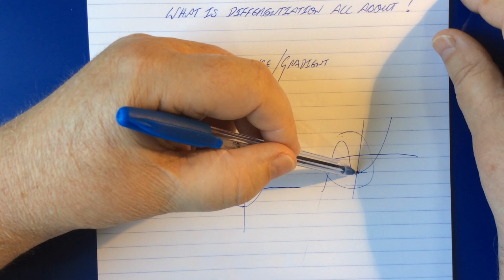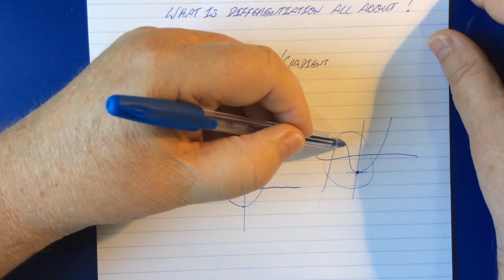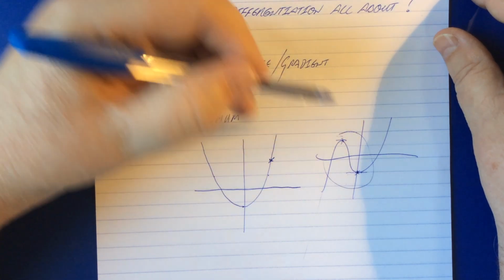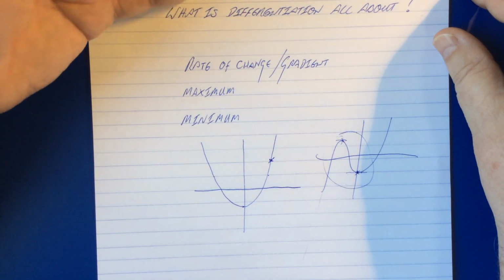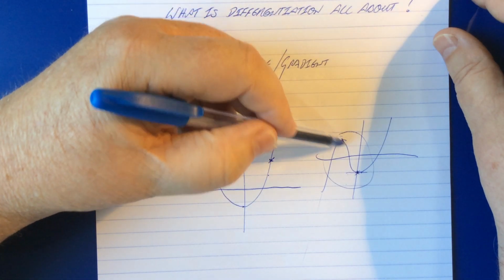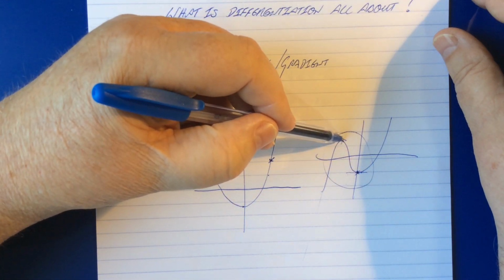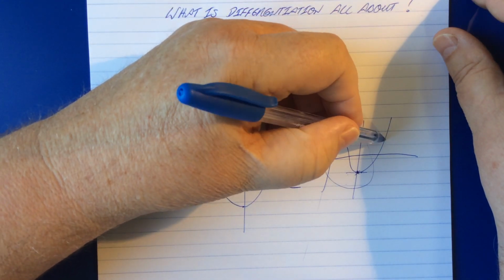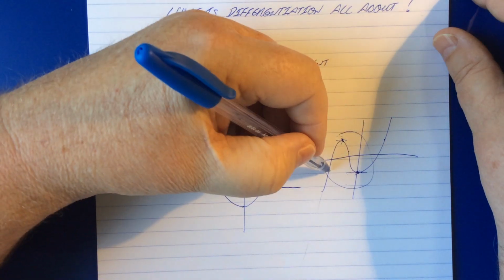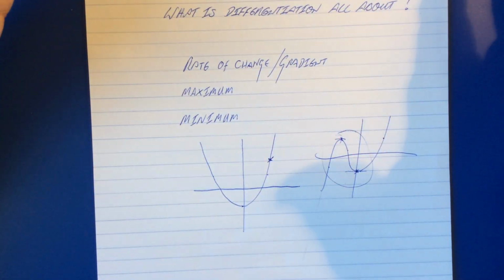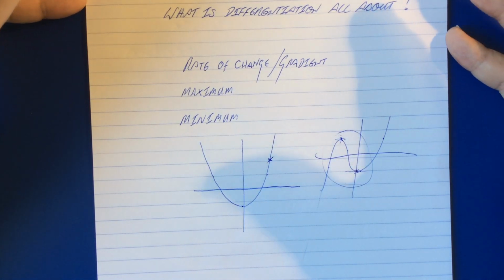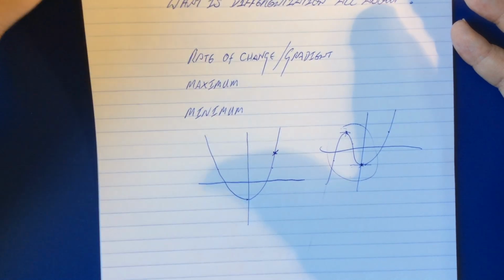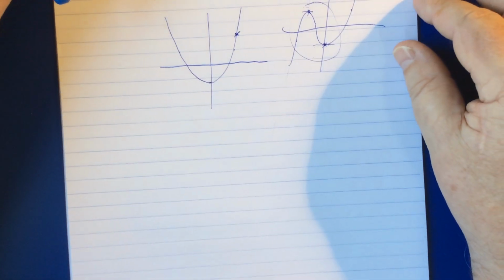It's not positive, it's not negative. And the same is true of here, which is a maximum, a local maximum. And what differentiation allows you to do is it allows you to work out what these points are. It also allows you to work out the rate of change at this point, or any point on this graph.